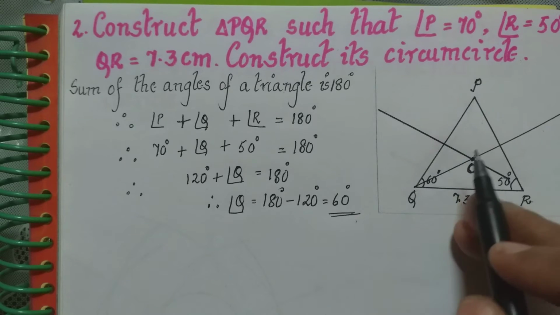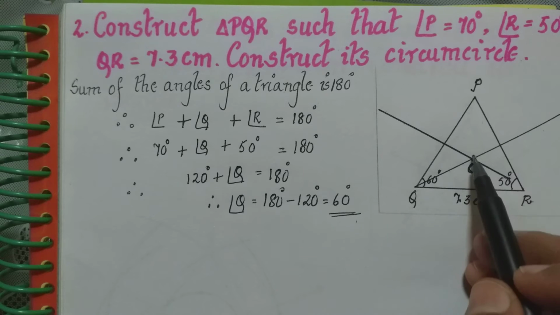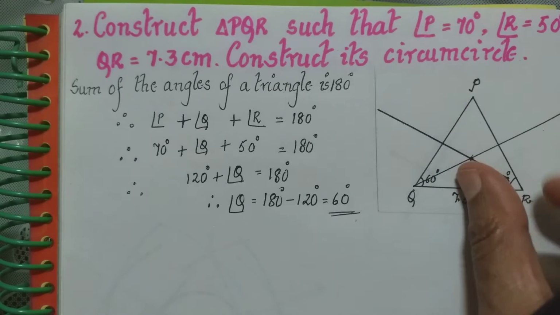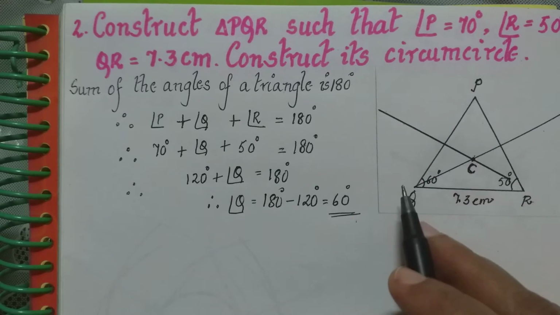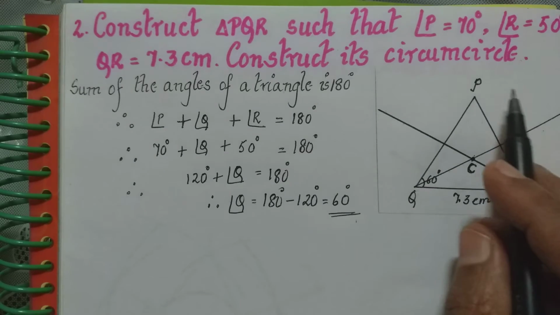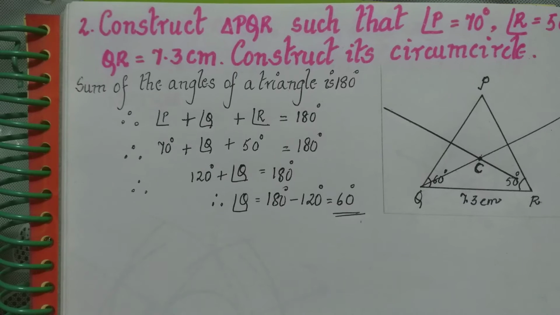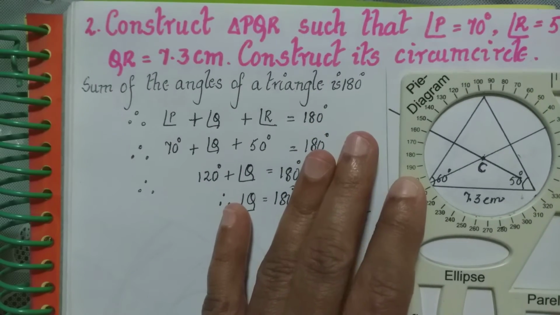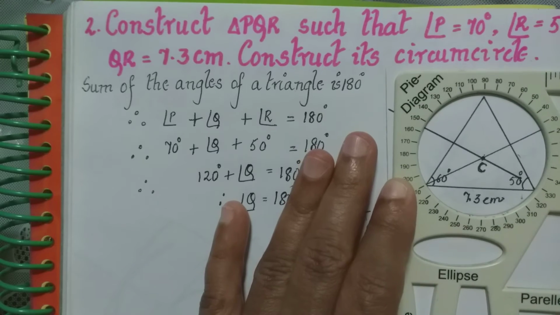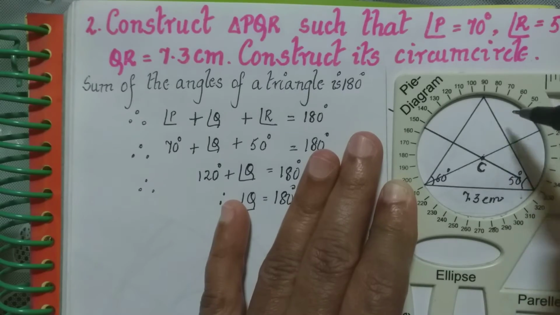But when we are constructing a circumcircle, we will keep the point of the compass on the circumcenter and measure the distance to the three vertices of the triangle. And once they are the same, we will draw the circumcircle. Now this is a rough figure, so here we don't have to construct. We will just draw a circle around this triangle, so that this is a rough figure to construct our circumcircle. So we are drawing this.